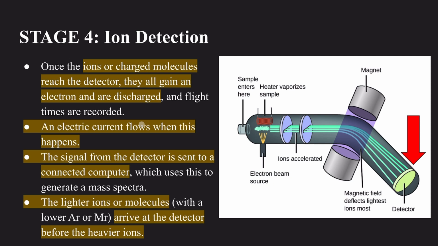So once the ions or charged molecules reach the detector, they all gain an electron and are discharged, and flight times are recorded. So an electric current flows when this happens. When they gain an electron from the detector and are discharged, a current actually flows. And this creates a signal, and this signal from the detector is sent to a connected computer. And the computer uses this signal to generate a mass spectra, and we'll look at exactly what that is in the next slide. And obviously, since lighter ions or molecules move and accelerate faster than heavier ions, lighter ions or molecules will arrive at the detector before the heavier ions.